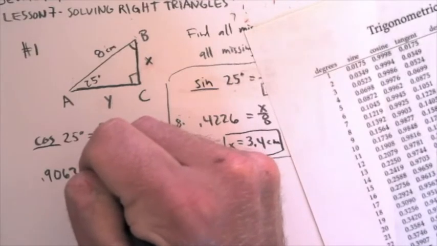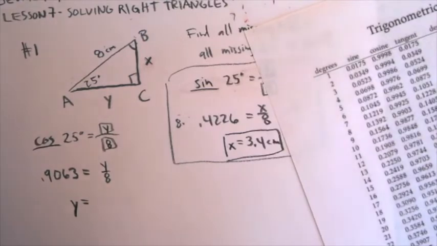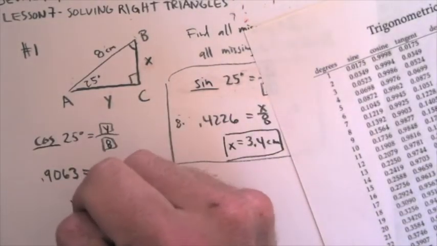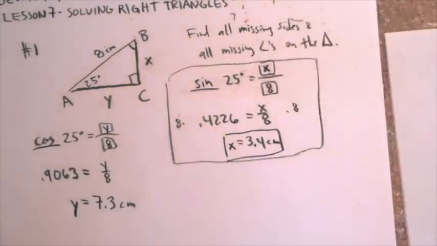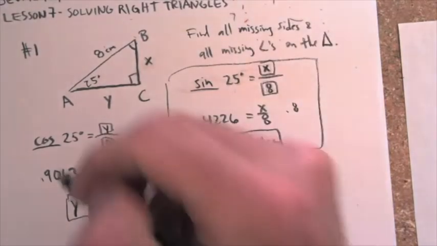Y over 8. Multiply both sides by 8. 0.9063 times 8. I'm getting 7.25. I guess I'll say 7.3 to the nearest tenth. All right, that's for y.